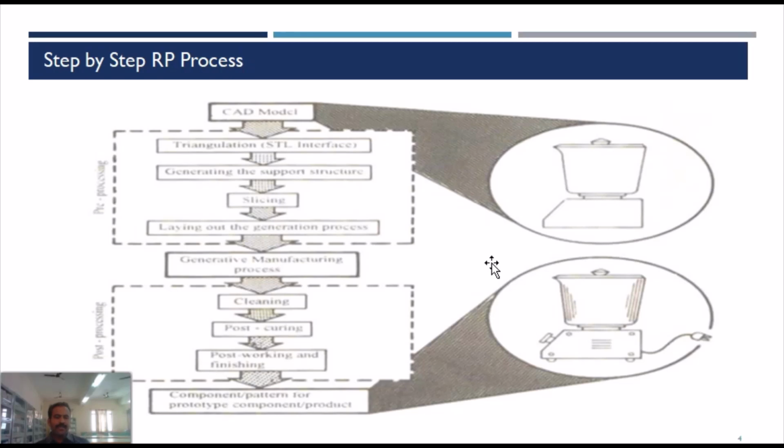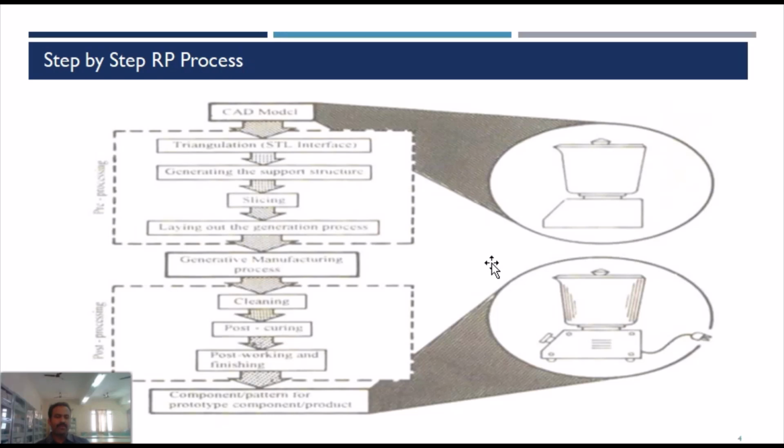The important thing to see: first is CAD model creation. Next, three processes come under pre-processing. What are the three processes? STL file conversion, generating the support structures, and slicing and layout generation. These all come under the pre-processing.